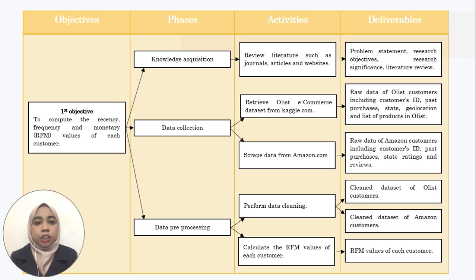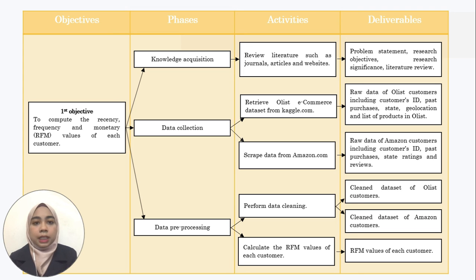For data collection phase, the activities involved are retrieve Olist's e-commerce dataset from Kaggle and scrape data from Amazon. The deliverables of this phase are 2 raw data sets. Finally, for data preprocessing, the activities involved are perform data cleaning and to calculate the RFM values of each customer from the data set obtained.